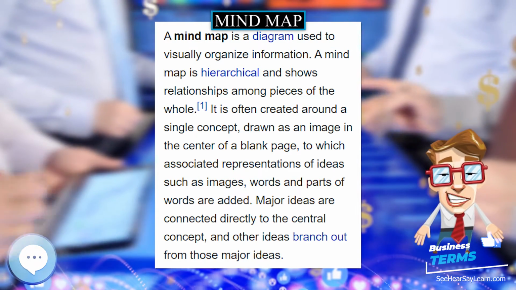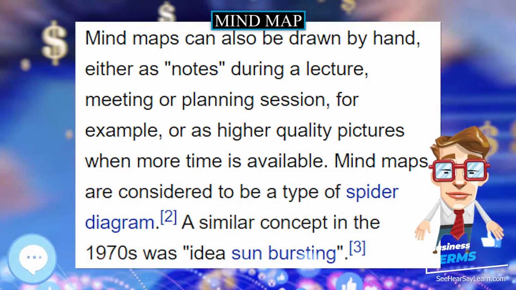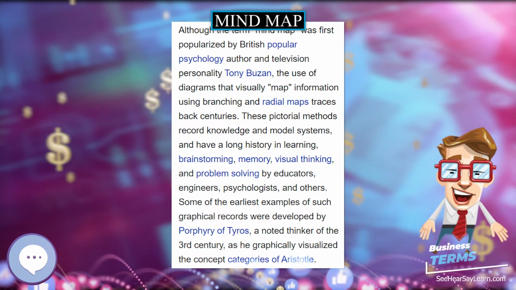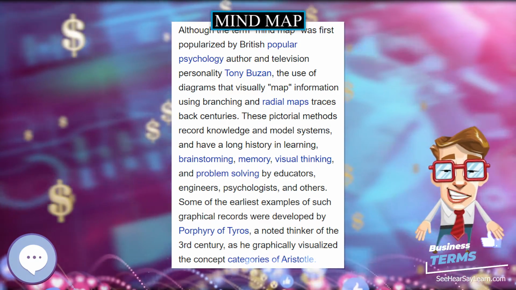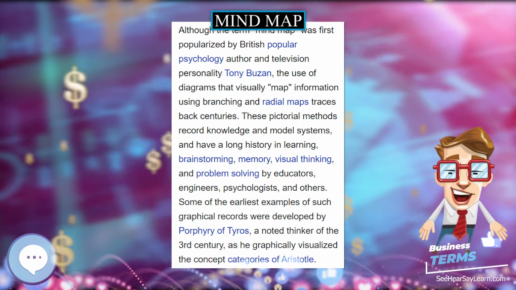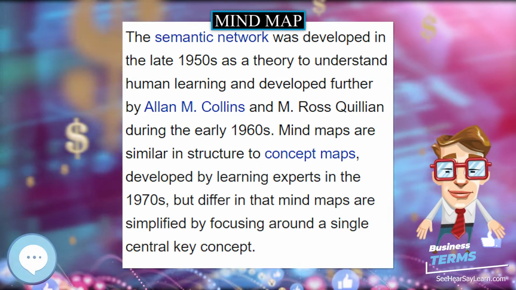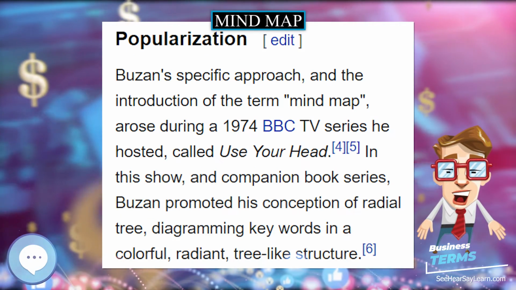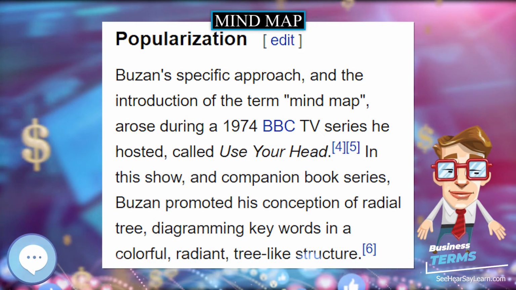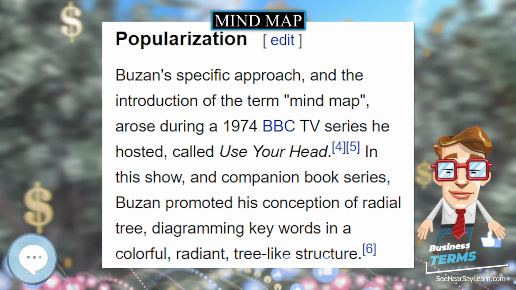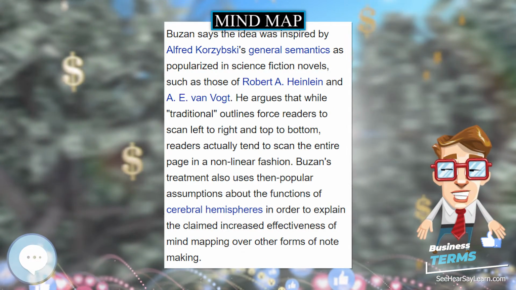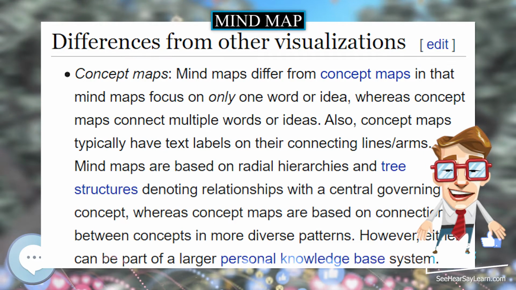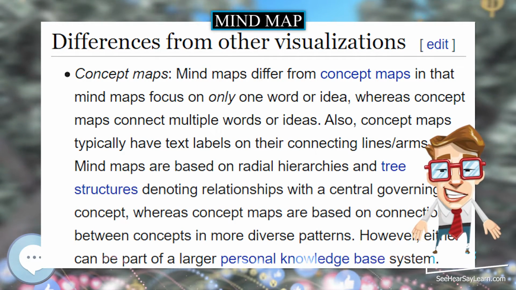Origins. Although the term mind map was first popularized by British popular psychology author and television personality Tony Buzan, the use of diagrams that visually map information using branching and radial maps traces back centuries. These pictorial methods record knowledge and model systems, and have a long history in learning, brainstorming, memory, visual thinking, and problem solving by educators, engineers, psychologists, and others.